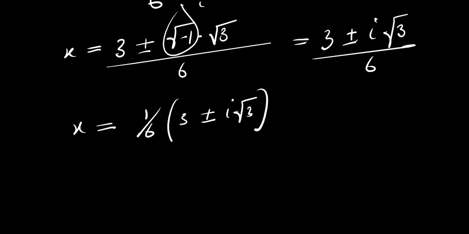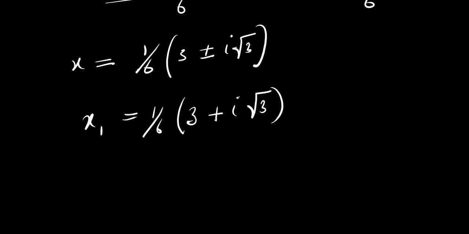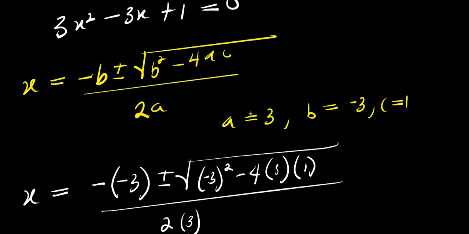That means we have two complex values for x. Our x1 is 1 over 6 of (3 plus i root 3). Then our x2 is 1 over 6 of (3 minus i root 3). Now, let's go and solve this other one here.